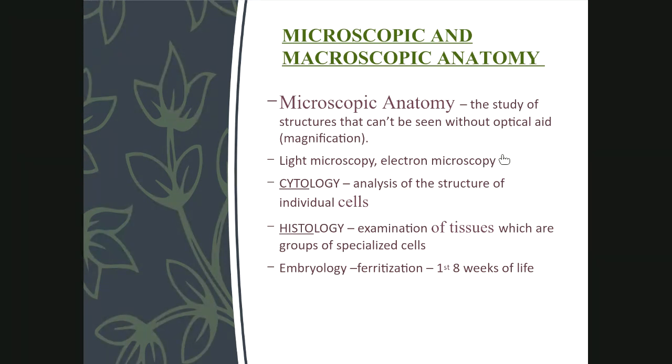Some other terms related to anatomy: we talk about cytology. When you see the suffix "ology," that means the study of. So cytology is the study of individual cells. We will study cells the next time we meet. Histology is the examination of tissues, and embryology is the study of fertilization through the first weeks of life.